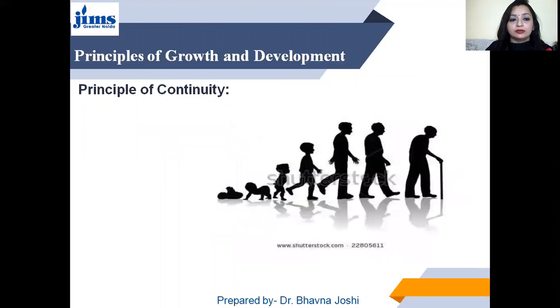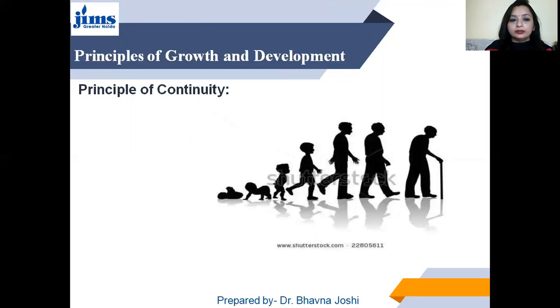Now, the second principle, principle of continuity. Principle of continuity means, as we have already discussed in the last lecture when we discussed the definition of growth and development, that growth and development is continuous in nature. Development starts when the child is born and it goes on till the death of the person. So, whether the development is physical, intellectual, social, emotional, it continues gradually until these traits reach their maximum growth.